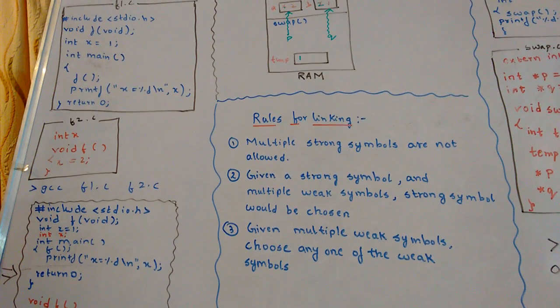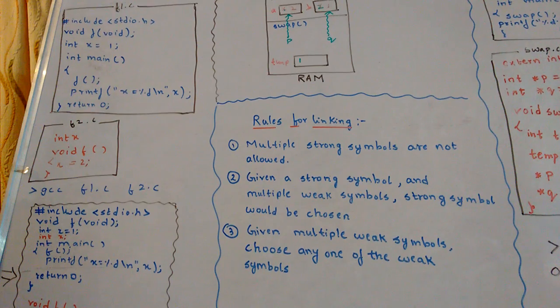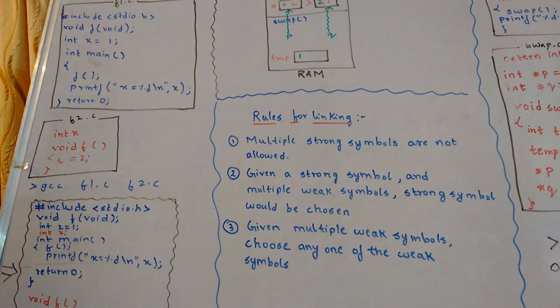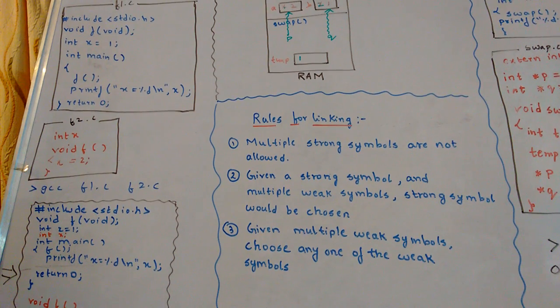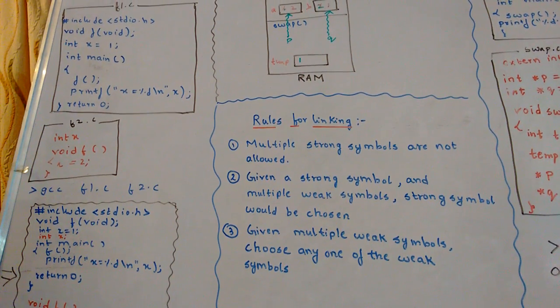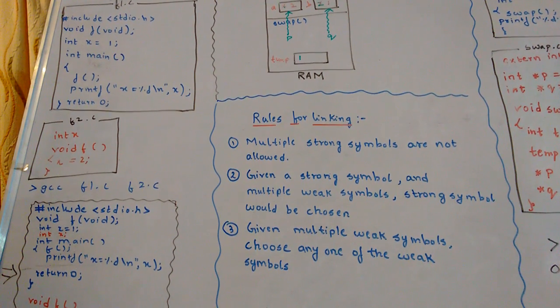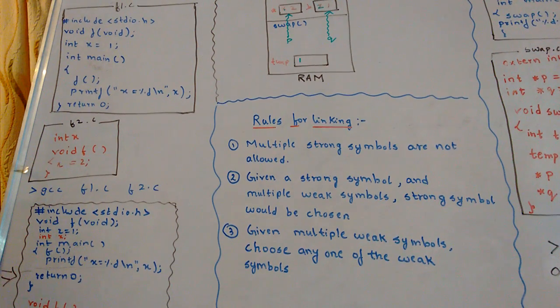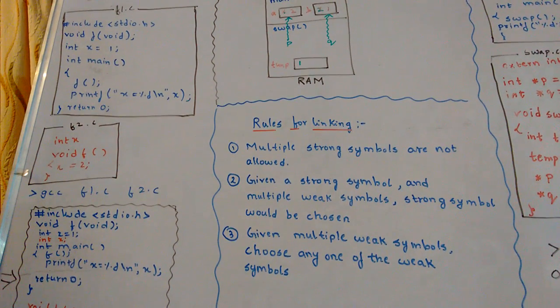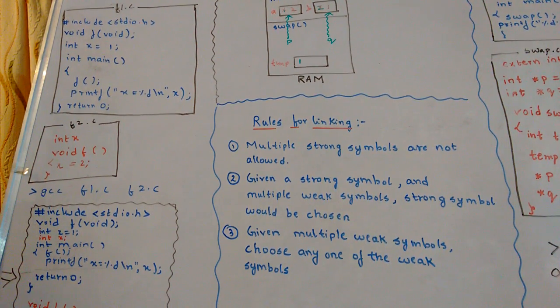Okay, so I will repeat the symbols again. In f1.c, x is a strong symbol. Not only that, main is a strong symbol. Two strong symbols, no weak symbols. In f2.c, x is uninitialized, x is a weak symbol and f is a strong symbol.